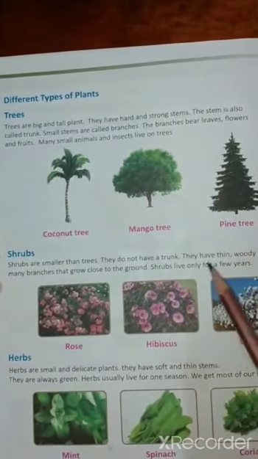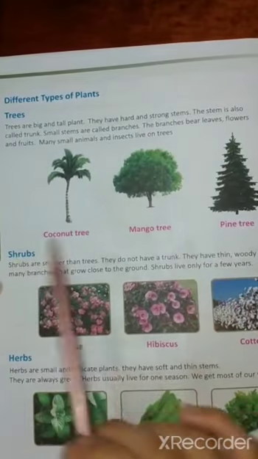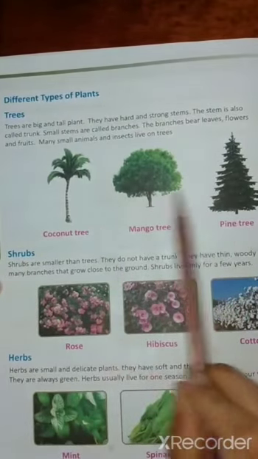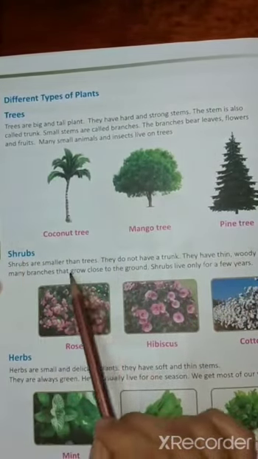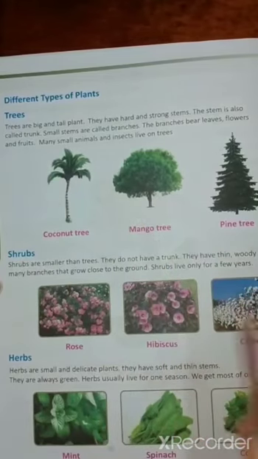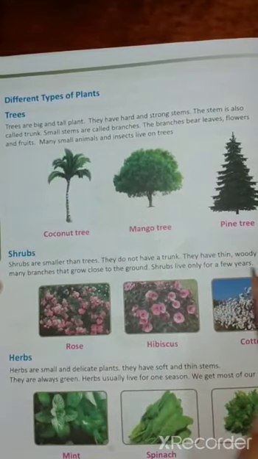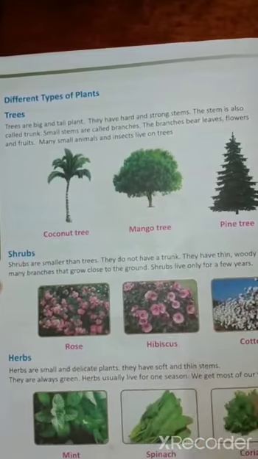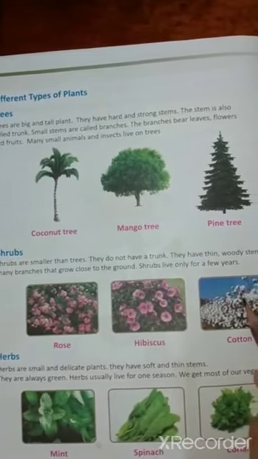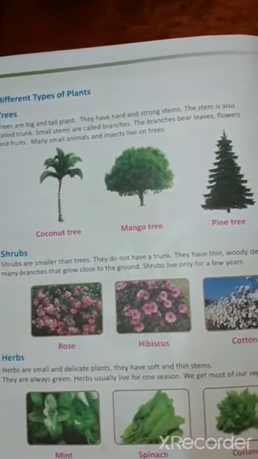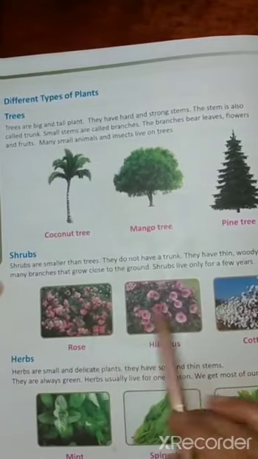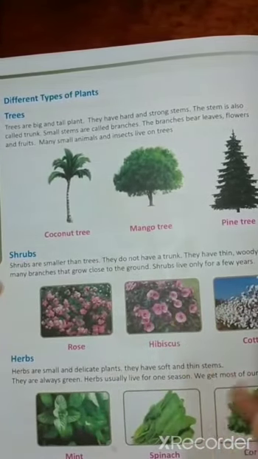The branches have leaves, flowers and fruits, and many animals and plants live on the trees. Shrubs are smaller in size. They do not have a trunk. They have thin woody stems, as you can see here. They have many branches that grow close to the ground, and they live only a few years.